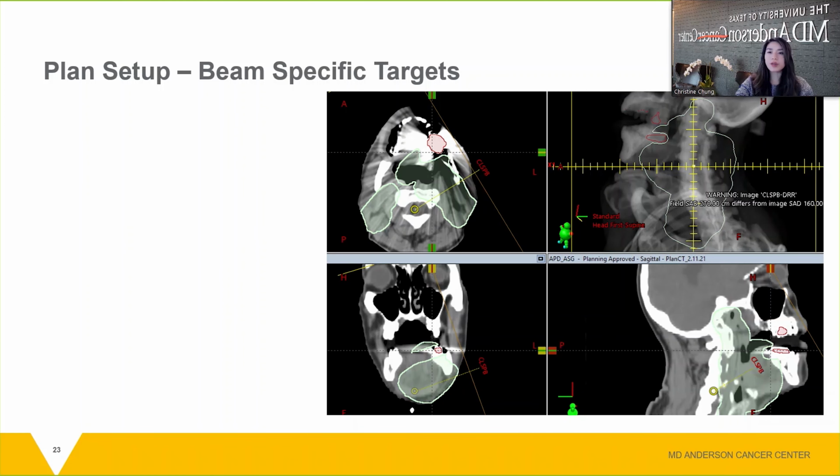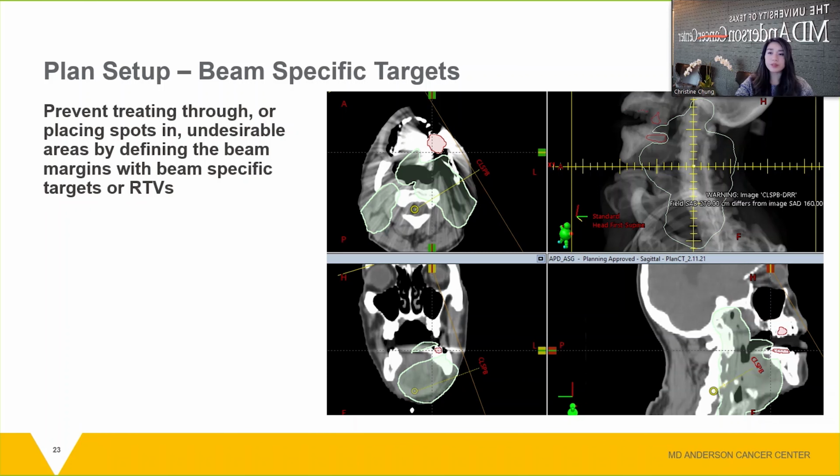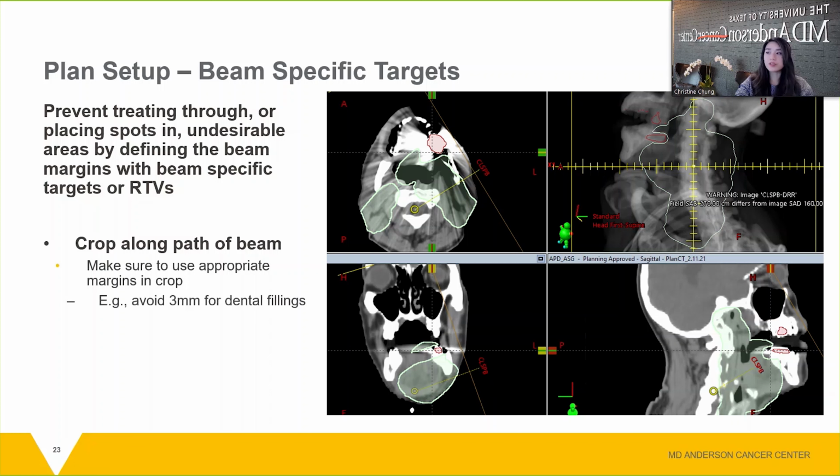Beam-specific targets are pretty common for complex proton plans. These help prevent treating through or placing spots in undesirable areas, such as within metal or the OARs. It's important to crop along the path of the beam, so you do have to view this through the BEV as you're doing it. And it's also important that while you're doing it, you're making sure to use the appropriate margins in the crop, such as 3 millimeters for the dental filling.